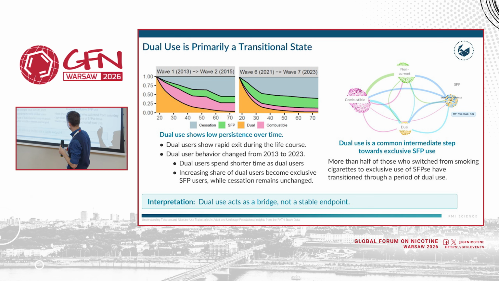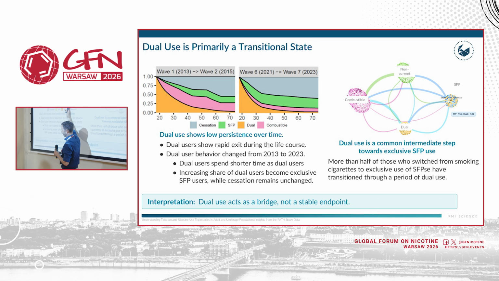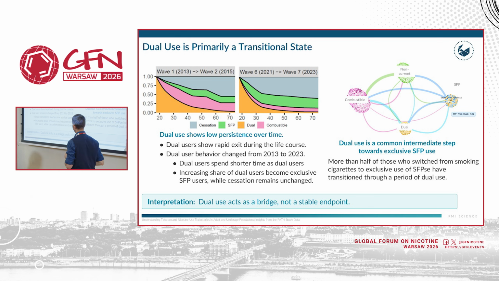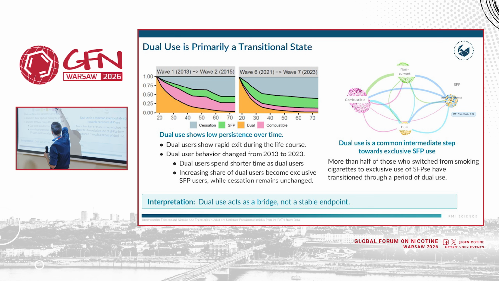Now, again, what does this all mean? Of course, if you see a survival function like this, it means that people don't stay dual users for very long. If they don't stay dual users for very long, this indicates that it's not an expectation of something constant across the life course, but a really dynamic state that leads to either switching to smoke-free products or cessation.